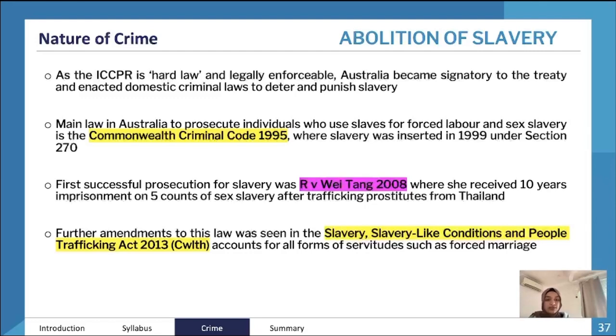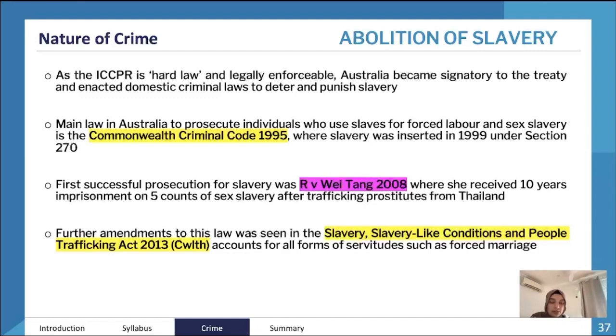So the first successful prosecution for this concept was in the R v Tang case of 2008, where she received 10 years imprisonment on 5 counts of sex slavery after trafficking prostitutes from Thailand. So clearly we can see the effectiveness of legislation because of this case.